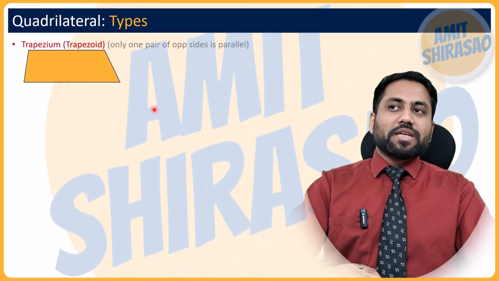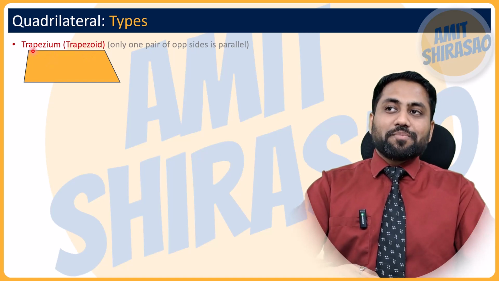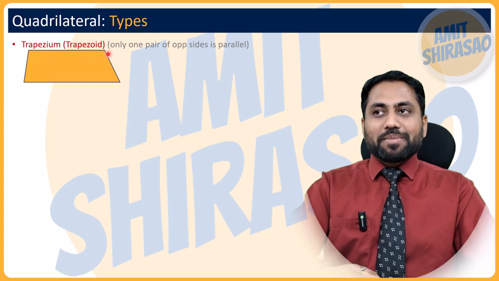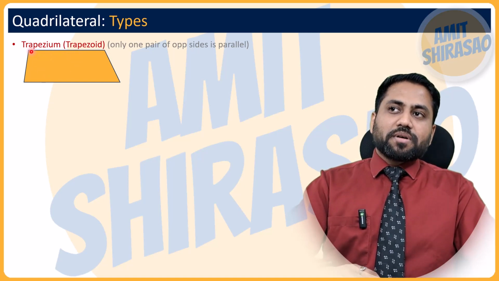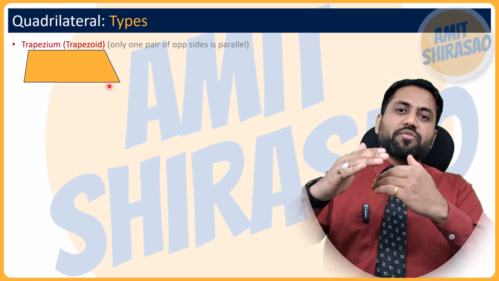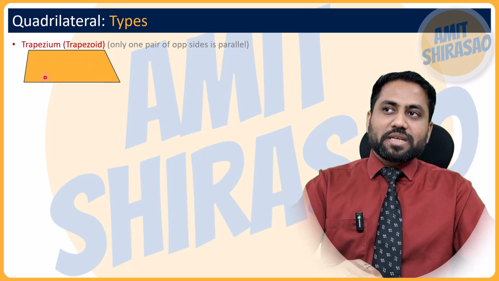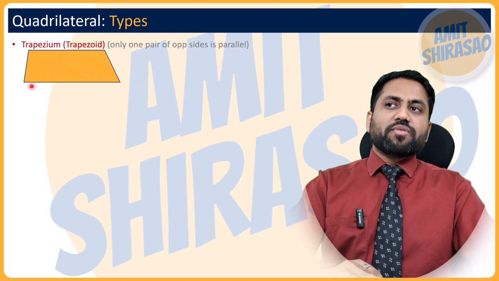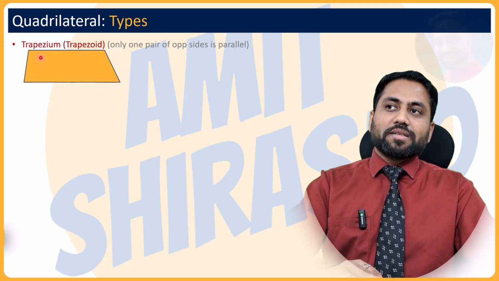Now, what are the types of quadrilaterals? One is, how will you pronounce it, trapezium or trapezoid. Okay. So a trapezium has one pair of opposite sides parallel. These are opposite sides, these are also opposite sides, right? So one of the pairs of opposite sides is parallel, the other is not, then it is a trapezium.